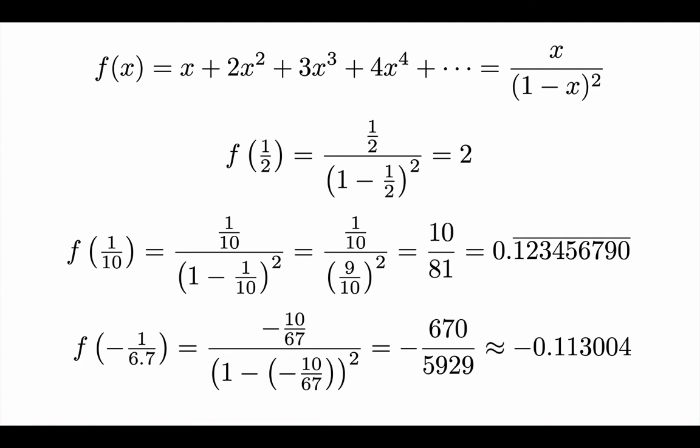What about the crazy one? There's no point in doing this. It's just an exercise at this point. Negative 1 over 6.7. Well, I convert that to fractions because I like fractions better than decimals. And so it turns out to be negative 670 over 5929, whatever that is. There's no significance to that number. It was just to make a point.